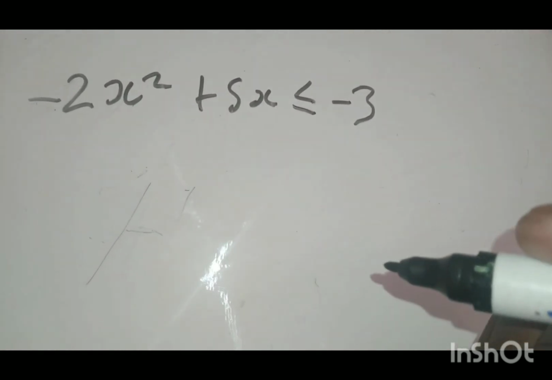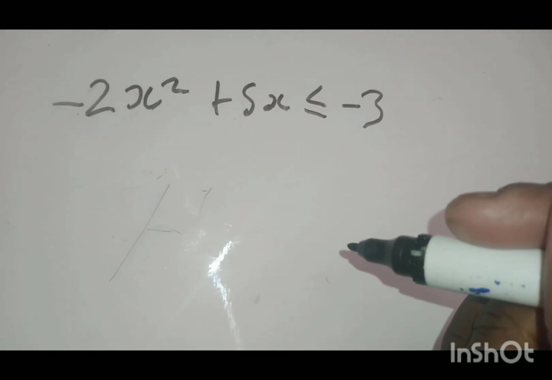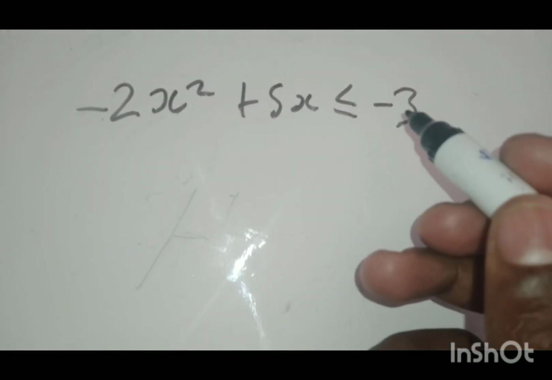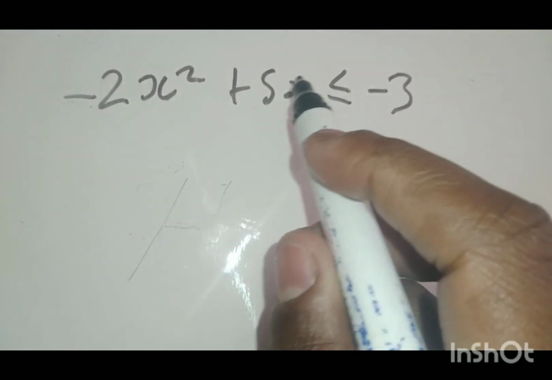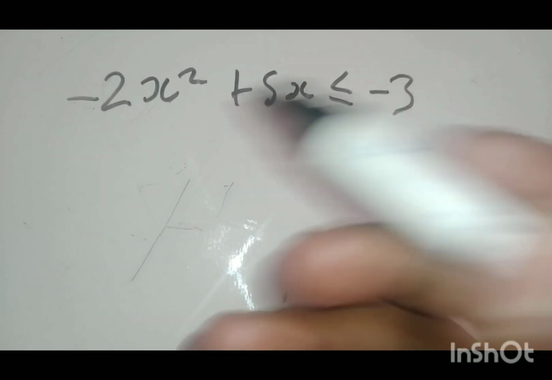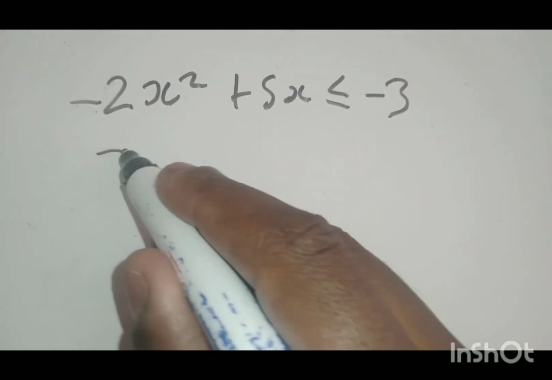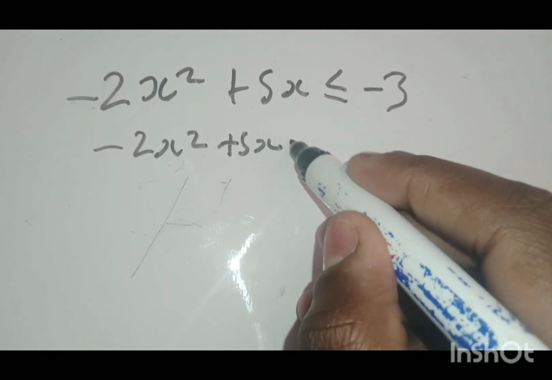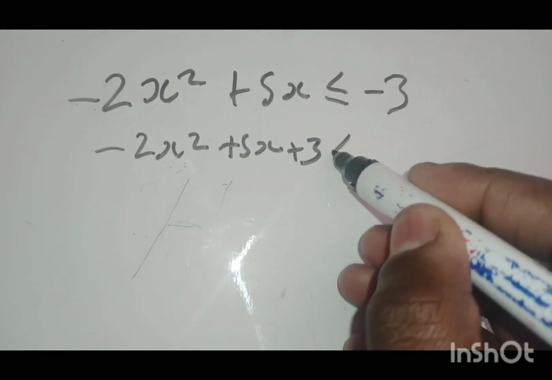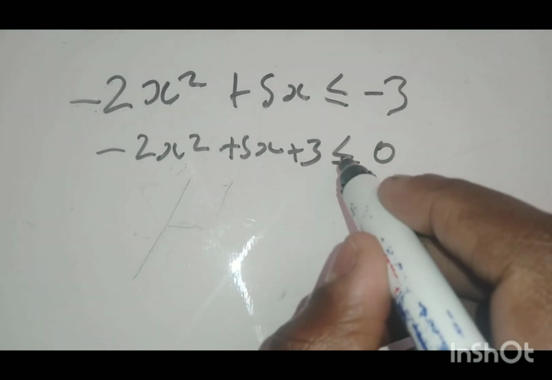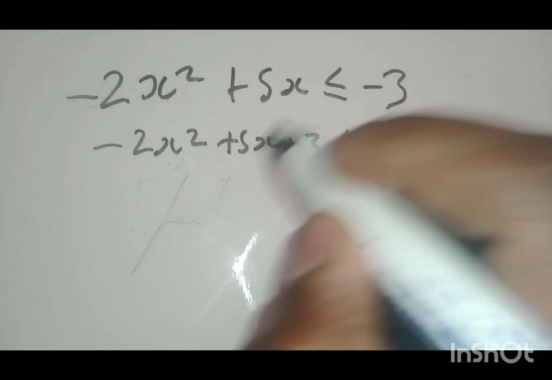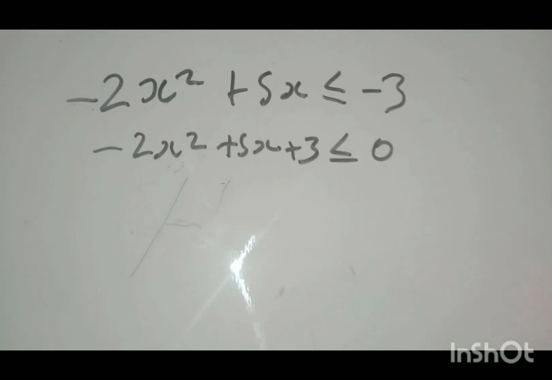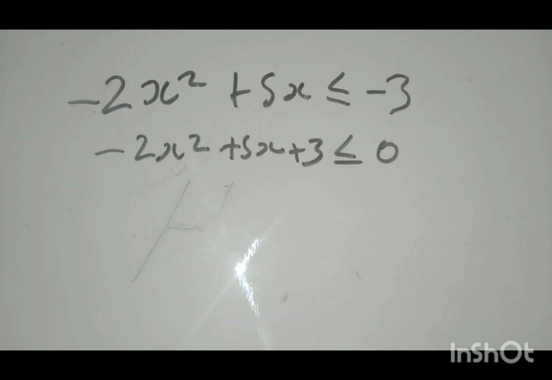Here is another situation. So what do we do here? So we have this stuff. Now this is x squared and x. We know that it's a quadratic equation, so everything has to go to one side. So then we'll have -2x squared plus 5x plus 3, because it was a -3, is less or equals to 0. The sign of the inequality does not change when we transpose things. But when we divide or multiply by a negative, that's when the sign of the inequality changes.